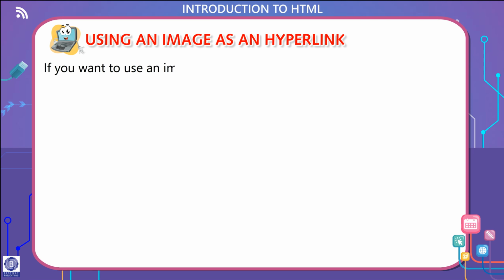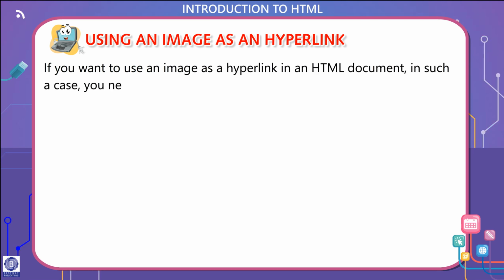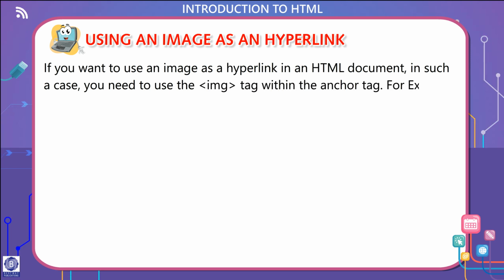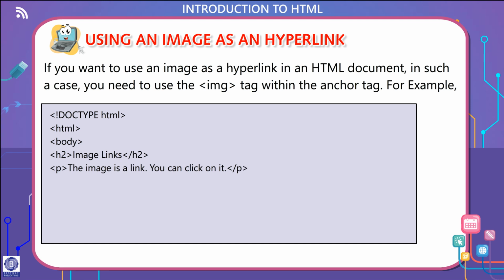Using an image as a hyperlink. If you want to use an image as a hyperlink in an HTML document, you need to use the img tag within the anchor tag. For example, doctype html, html, body, h2 image links /h2. p. The image is a link. You can click on it. /p.